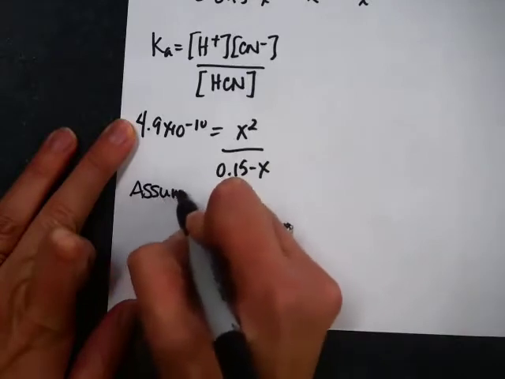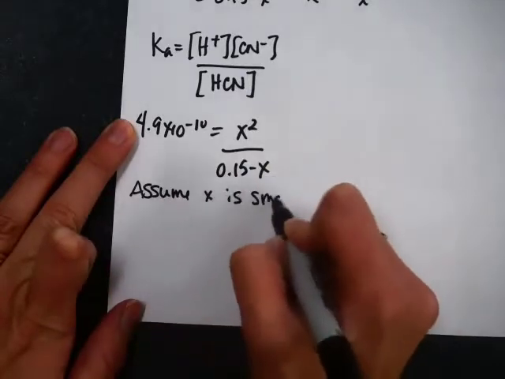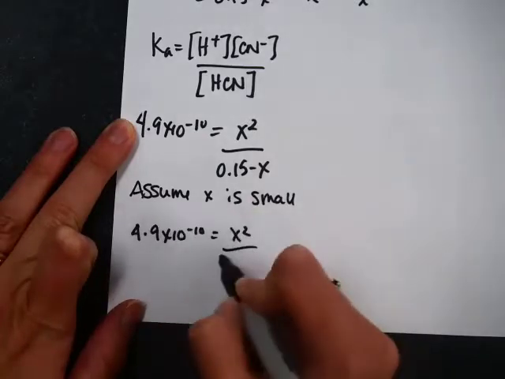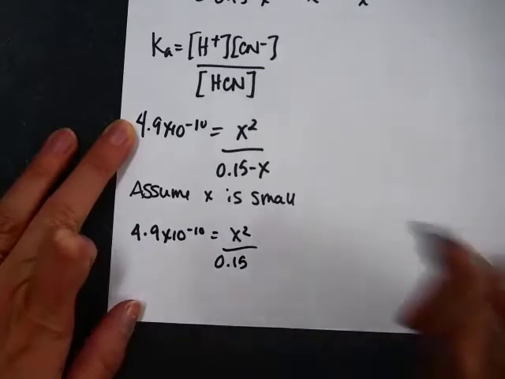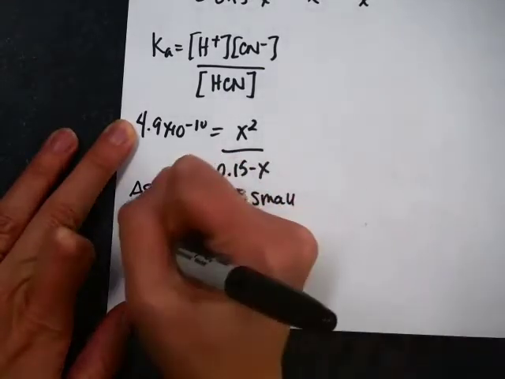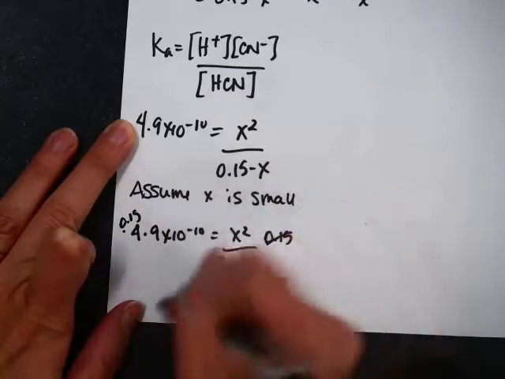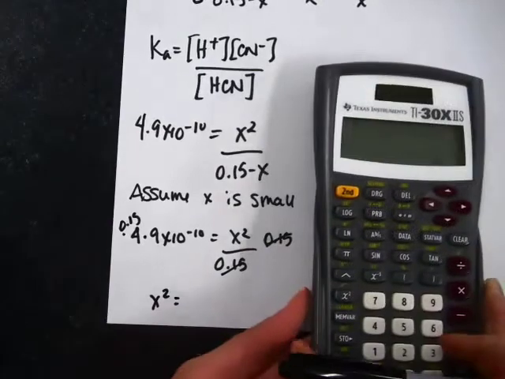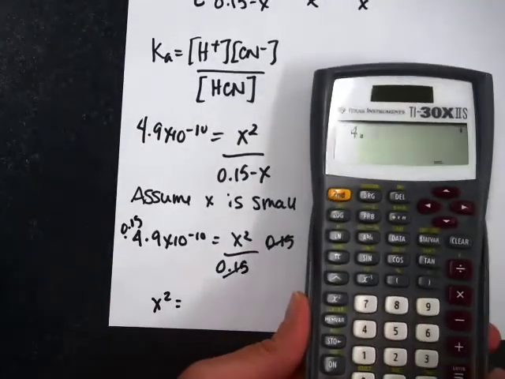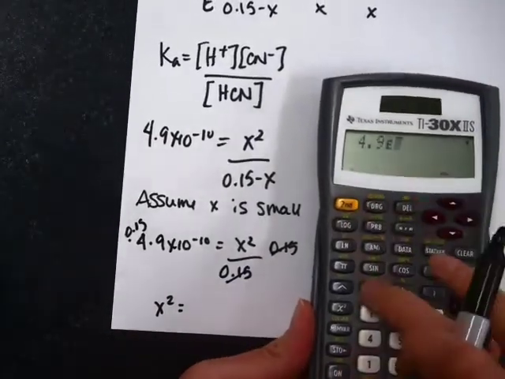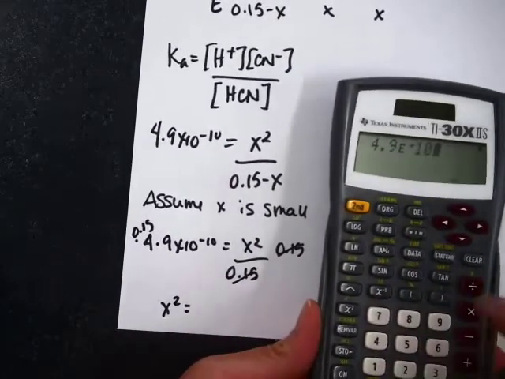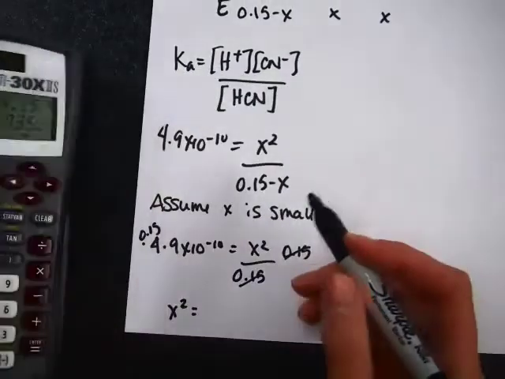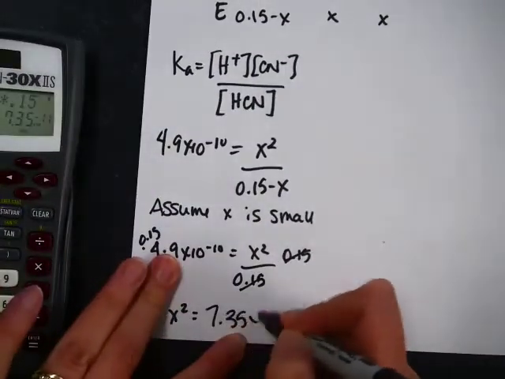All right, to solve this without a quadratic, I'll need to assume X is small, which means that 0.15 minus X is about the same as just 0.15. Solving for X by itself, I get X squared equals 0.15 times 4.9 times 10 to the minus 10. And then to get X, I'll just take the square root of that.